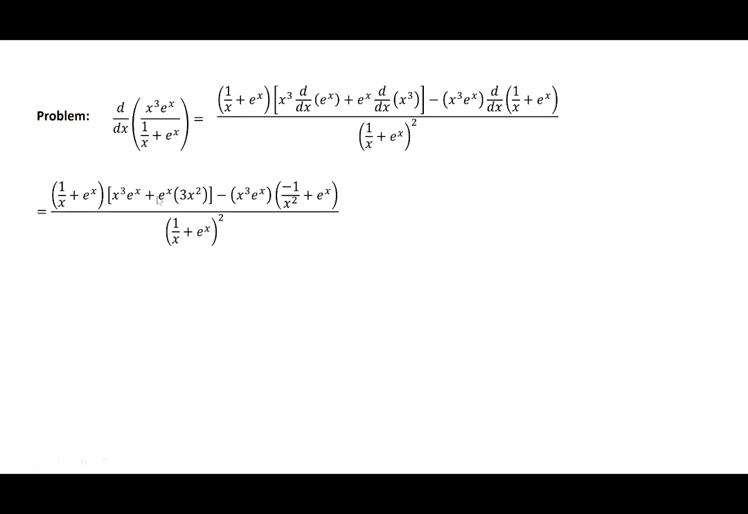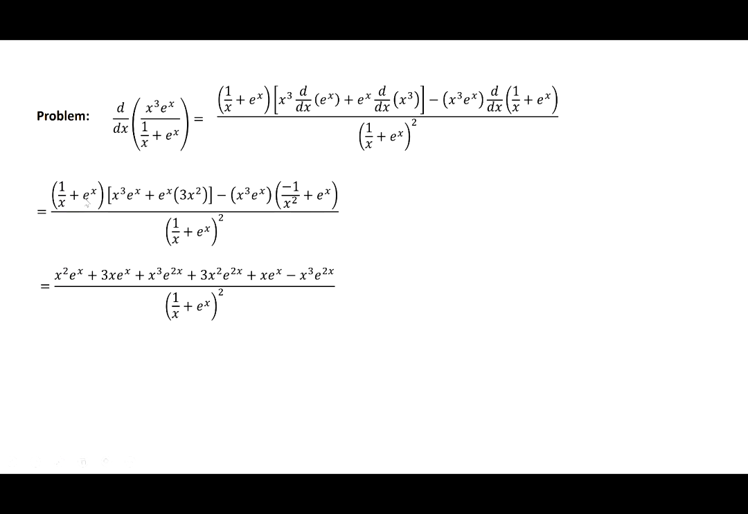So let's see if we can distribute this out. And when you do, 1 over x times x cube e to the x becomes x square e to the x. And this becomes 3x e to the x. Okay. Minus times minus is plus. So that becomes... what? Oh no. I have e to the x times x cube e to the x. So that is x cube. What will it be? E to the x times x cube e to the x. I seem to be saying that's x cubed e to the 2x. Is that right?